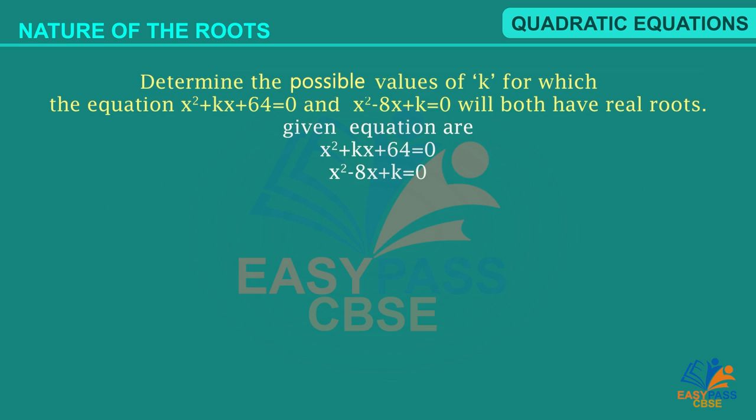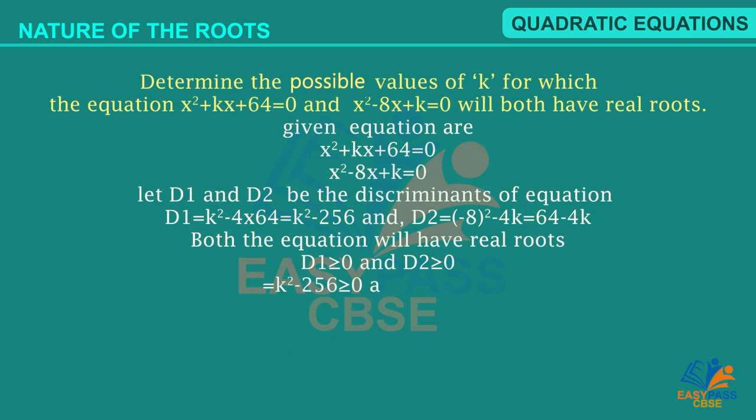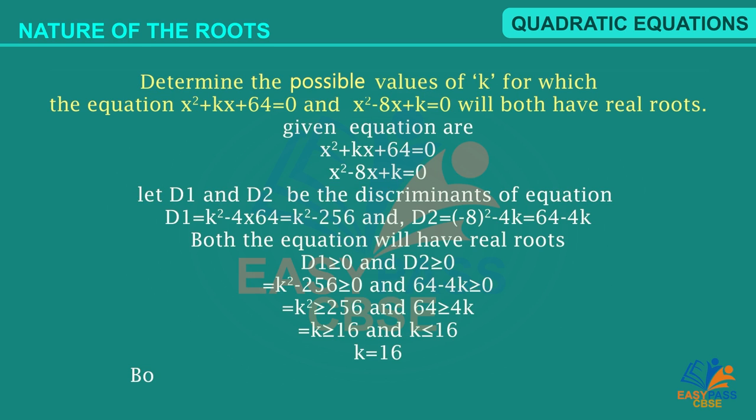Both have real roots. First, we'll find the discriminant of the first equation, say d1. d1 = k square minus 256. The second one, d2 = 64 minus 4k. Now, d1 greater than or equal to 0 and d2 also greater than or equal to 0. That means k square minus 256 is greater than or equal to 0 and 64 minus 4k is greater than or equal to 0. Therefore, k is more than or equal to 16 and k is less than or equal to 16. So, the value of k which satisfies both equations is k = 16.